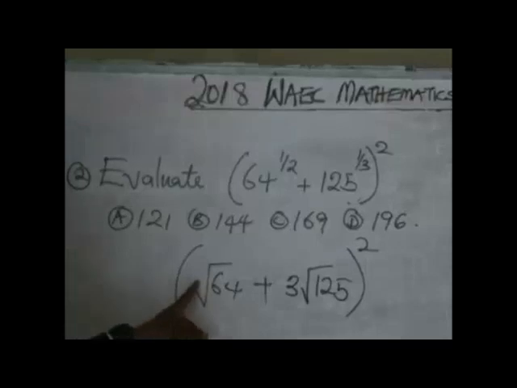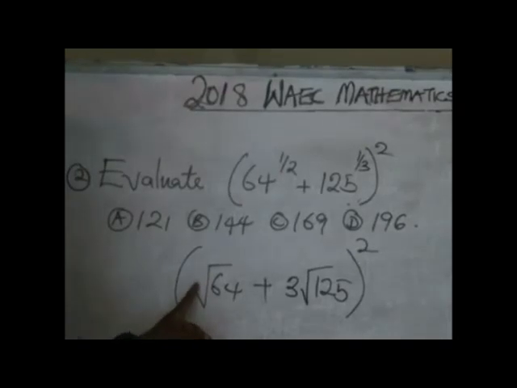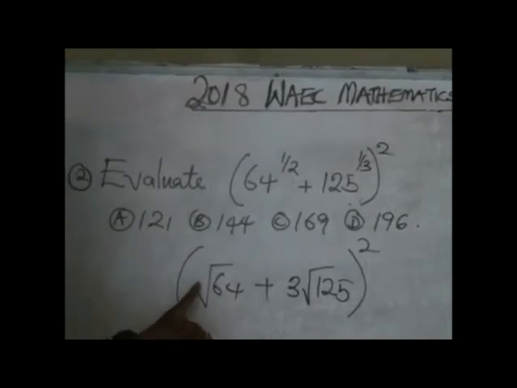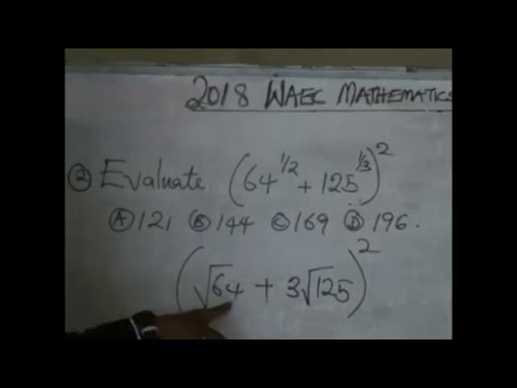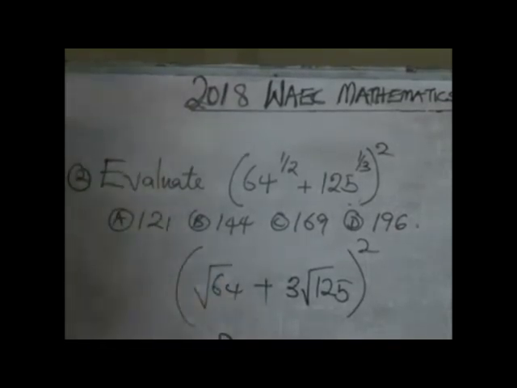Now, what is the meaning of square root? Square root is a number which, if you multiply it by itself, will give you 64. So the square root of 64 is 8.